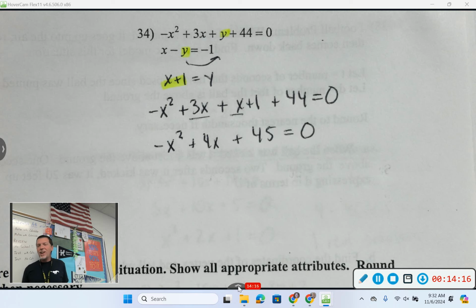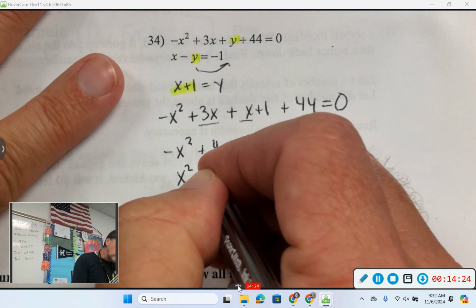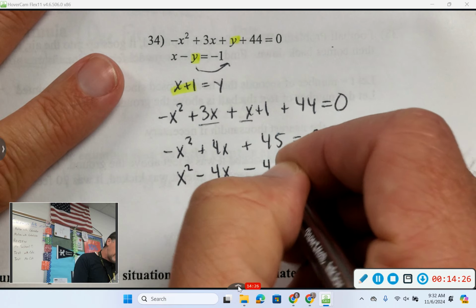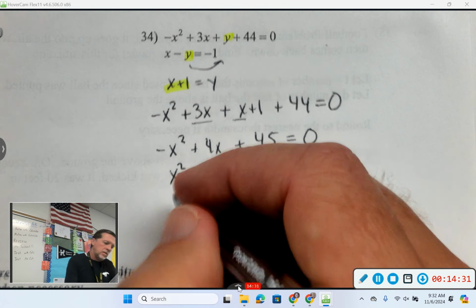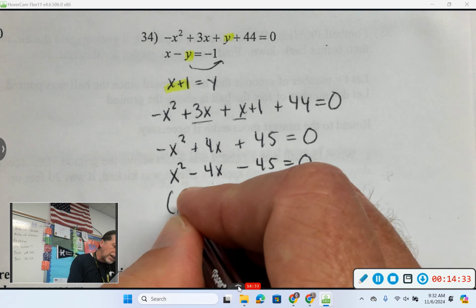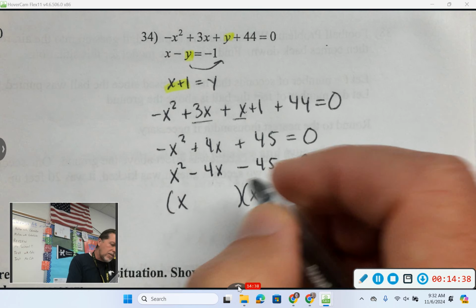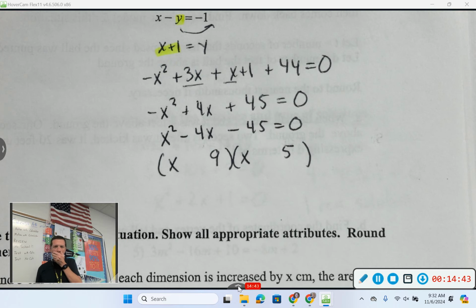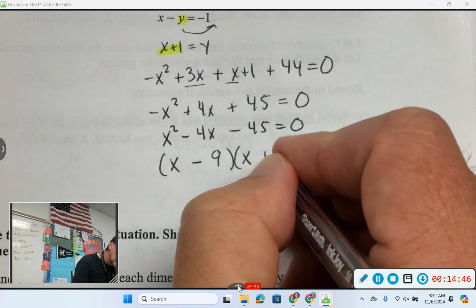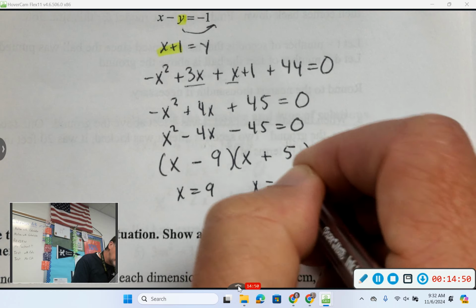Some people don't mind factoring with the lead coefficient of negative. Like, you can still do it. I just find it annoying and hard to mess with. So I'm going to multiply through by negative 1. And in my mind, that makes an easier factoring problem, because then I don't have to worry about a negative x. I just x and x. And what do you know? 9 and 5. 9 times 5 is 45. Different signs with the 9 negative. So x equals 9, x equals negative 5.